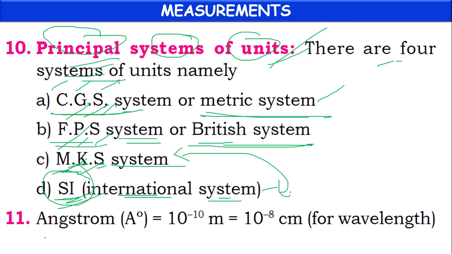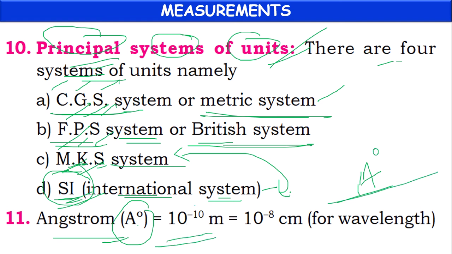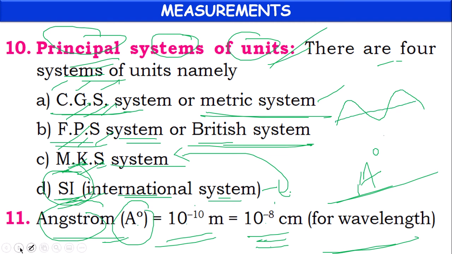And we have some values, angstrom. A naught is represented by the symbol A with a 0 in the place of the power, which is read as A naught, and it is equal to 10 power minus 10 meter or 10 power minus 8 centimeter. It is used to measure wavelength. Suppose like this we have a wave. This wavelength can be measured by the unit called angstrom.